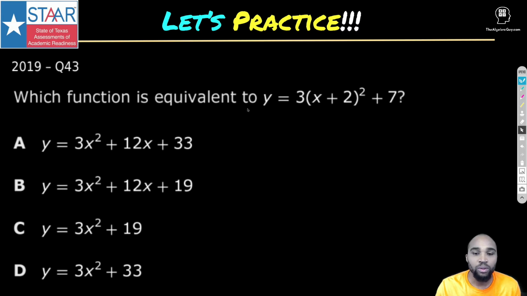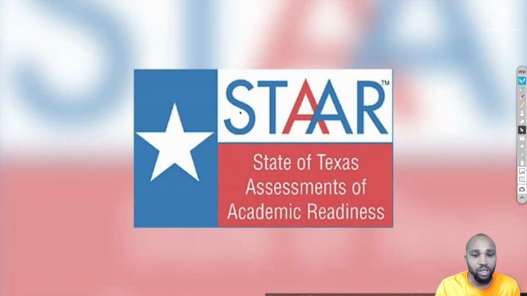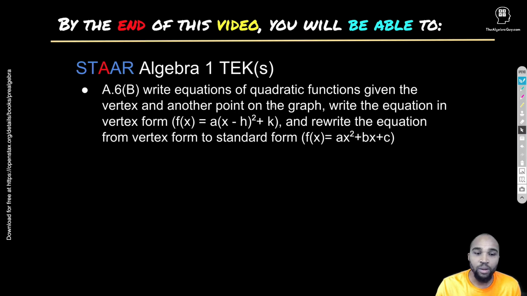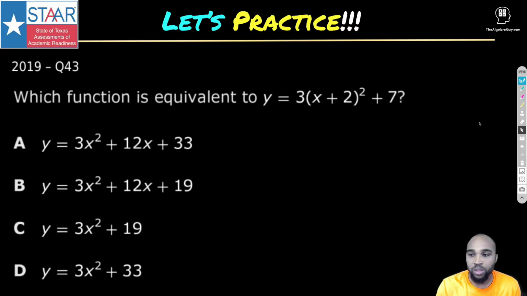What I want to know that you can do is what this TEAC was mentioning earlier, which is go from vertex form to standard form, which is ax squared plus bx plus c. So let me show you how we're going to do that, and this one doesn't take long either. So let's go ahead and work this out.